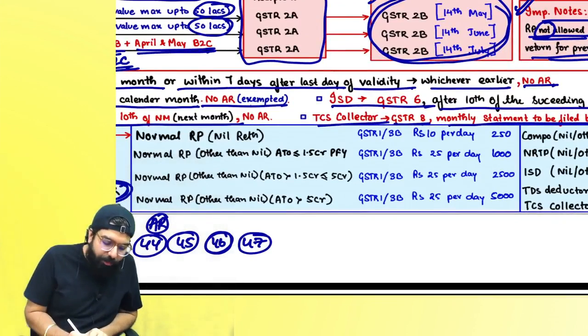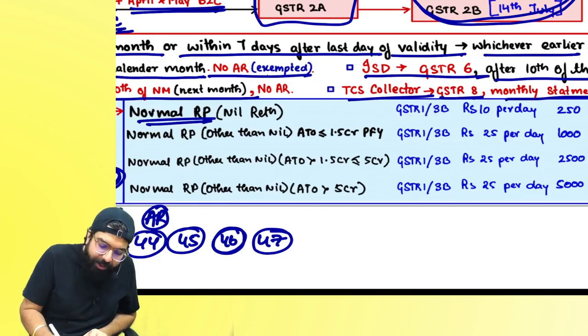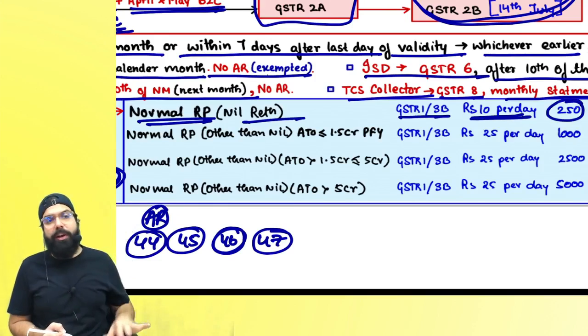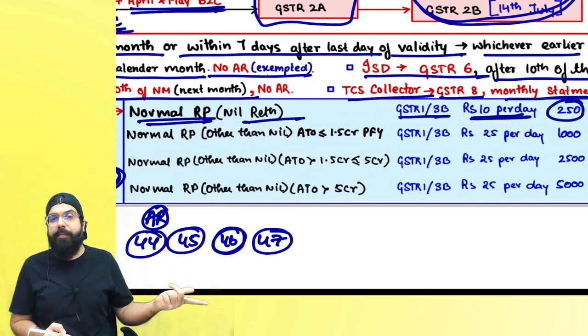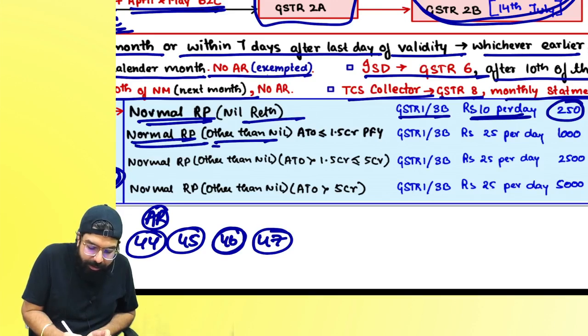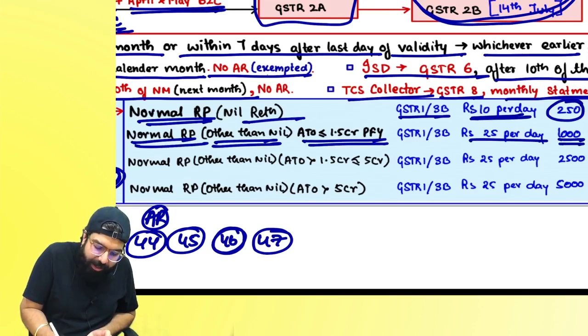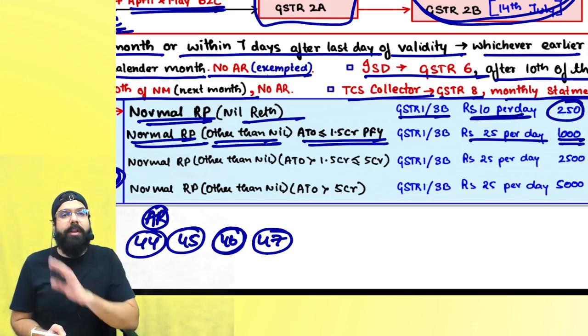They went ahead and told if you are a normal person who is going ahead and basically filing GSTR 1 and 3B, if it is a nil return, 10 rupees per day, right everyone? But the maximum will be 250 only. 250 under CGST, 250 under SGST. I am telling only CGST. Then normal person other than nil return, 25 rupees per day, but maximum will be 1,000 if your aggregate turnover is up to 1.5 crore in the preceding financial year.